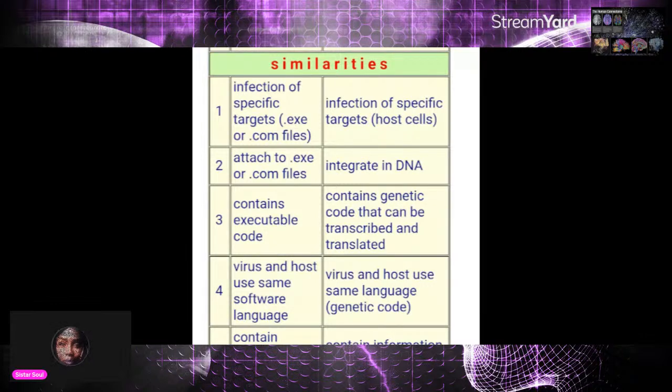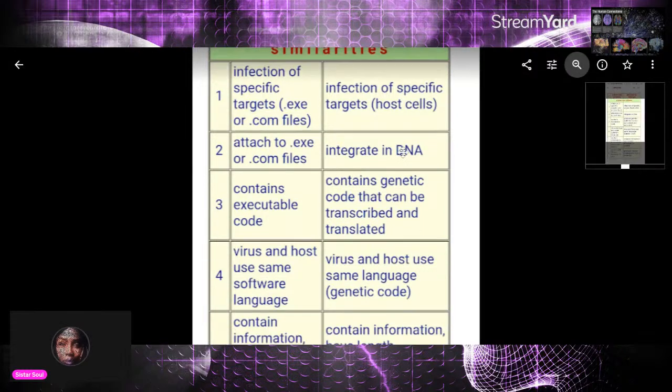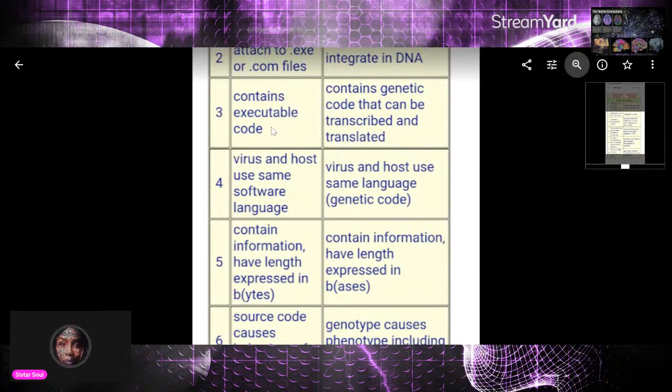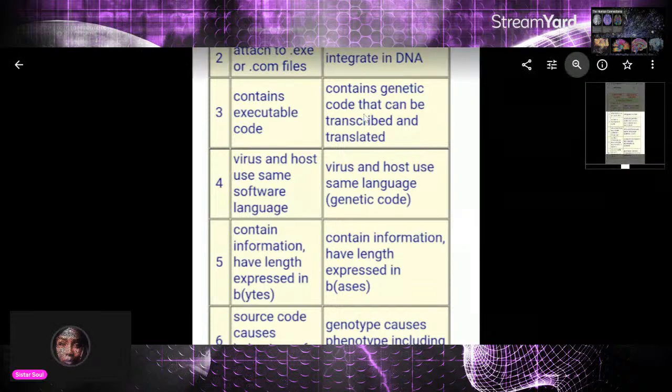Infection: when it comes to a computer, the infection of a specific target, and when it comes to a person, infection of a specific target, same thing. The host cells hold the environment for either healing or illness. A computer virus attaches to or executes files and integrates into the DNA for us. A computer contains executable code; you contain genetic code that can be transcribed and translated. How many times have I told you about the genetic frequency coding, the biological binary frequency coding that is inside of you? This is what it's speaking of.